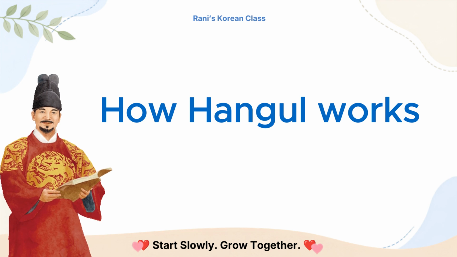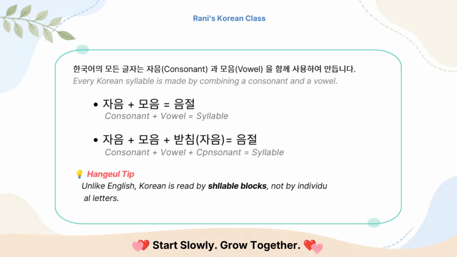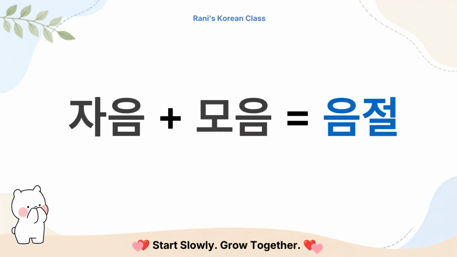Now, let's see how Hangul works. 한글은 소리를 글자로 나타내는 문자예요. Hangul letters represent spoken sounds. When you learn the sounds of the letters, you can start reading Korean. Here is the basic pattern. 자음 plus 모음, consonant plus vowel. Together, they make one syllable. In Korean, we say 음절. 자음과 모음이 만나서 하나의 음절을 만들어요.